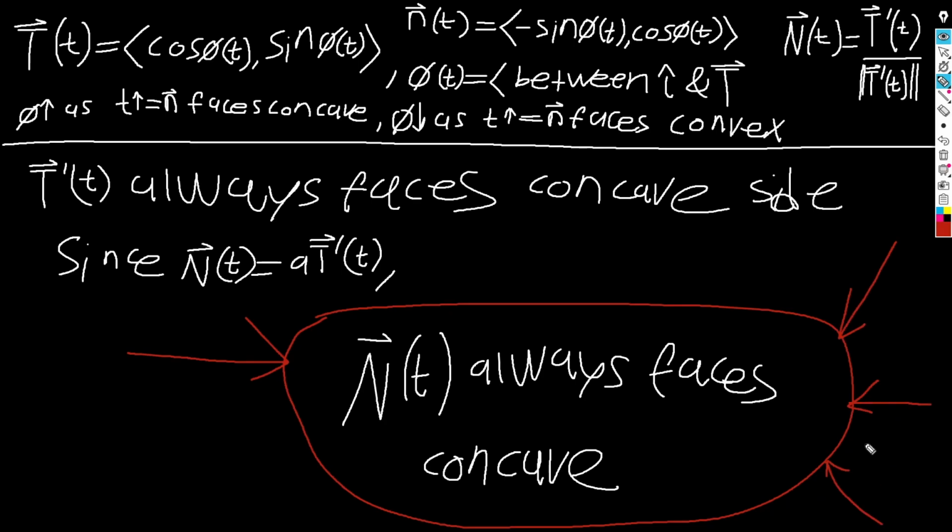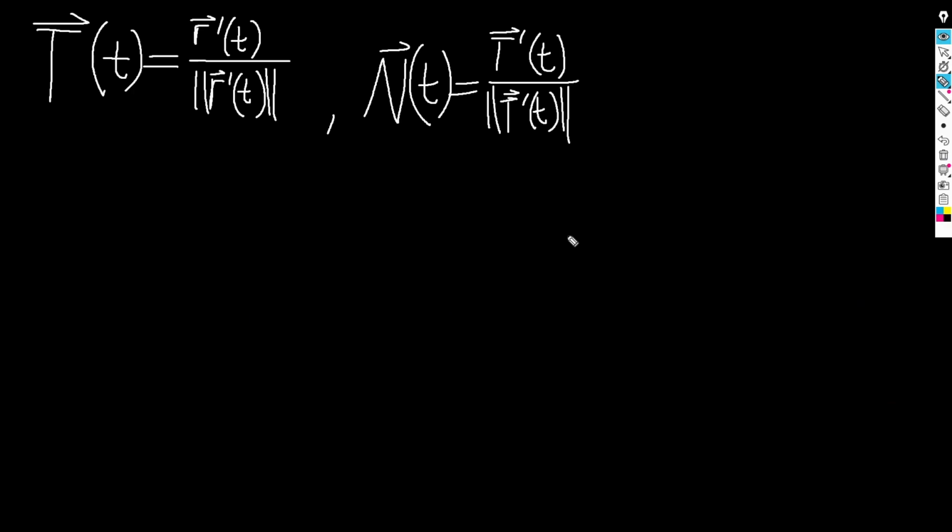Alright, let's get back to the main idea. I have to preface that this result is only true in 2 space, not in 3 space. So now we have the unit tangent and the unit normal, which is perpendicular to the unit tangent.